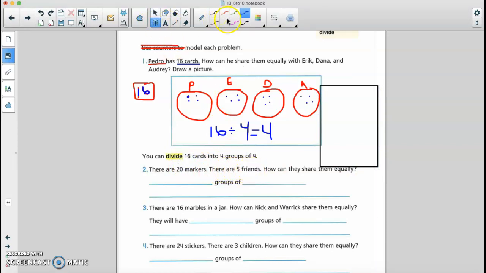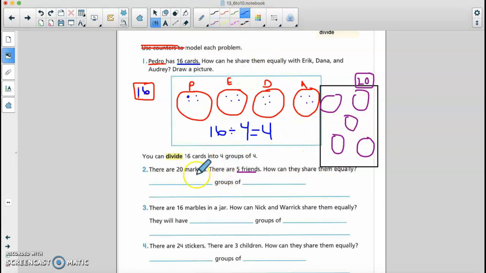So to draw this out, remember how I told you, put your little 20, because I know that's my total of markers, somewhere with a box around it to show that's what I have to count up to. And then I have 5 friends. So I'm going to have 5 groups. So I'm going to draw out 5 circles. 1, 2, 3, 4, 5. Now try to make your circles a little nicer. I bet on paper it's a little easier, but on the smartboard it's kind of hard.